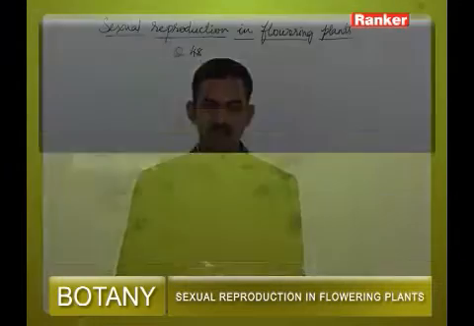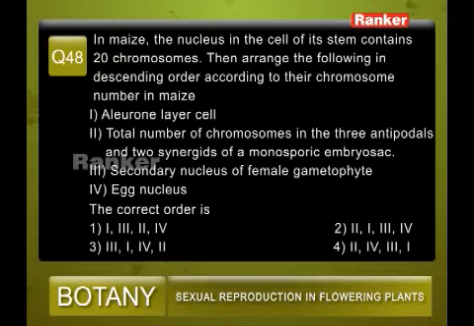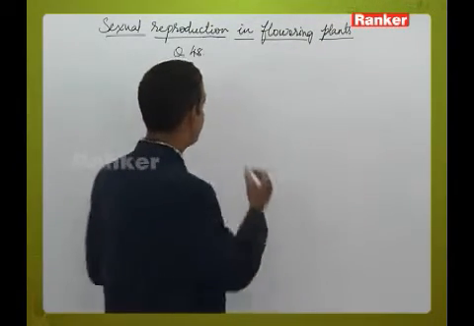Question number 48, in maize the nucleus in the cell of its stem contains 20 chromosomes. Then arrange the following in descending order according to the chromosome number in maize. Options: 1. Aleurone layer. 2. Total number of chromosomes in the 3 antipodals and 2 synergids of a monosporic embryo sac. 3. Secondary nucleus of female gametophyte. 4. Egg nucleus. So let's come to the first one, that is aleurone layer.